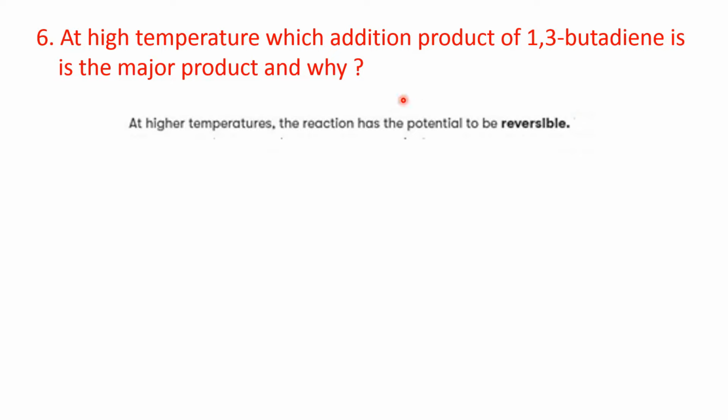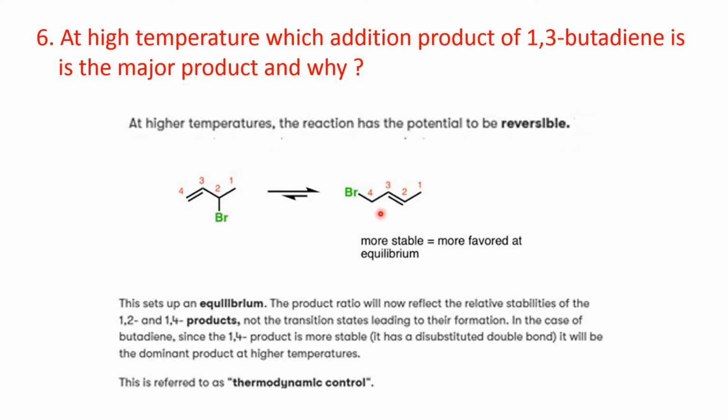See, at high temperature, the reaction becomes reversible, and then what happens? This equilibrium sets up. So this equilibrium between this product and this product is established. In that case, the reaction will be governed by the stability of the product, not by the stability of the intermediate, or not by the energy difference of the transition state and the reactant.